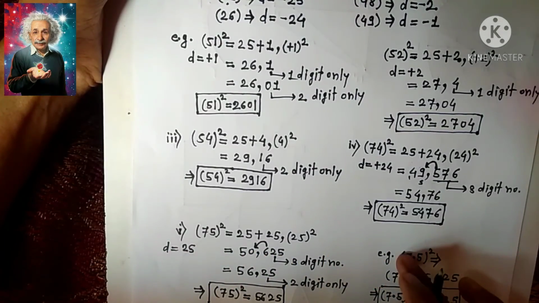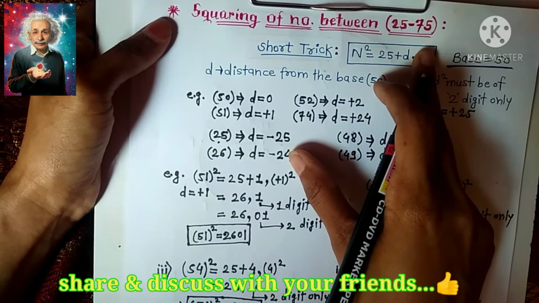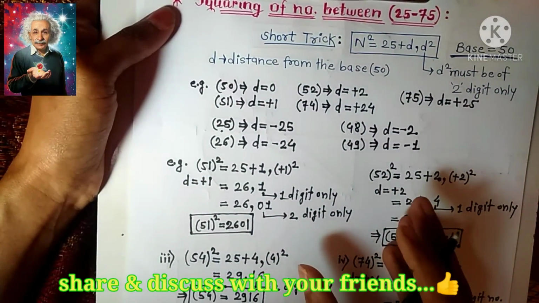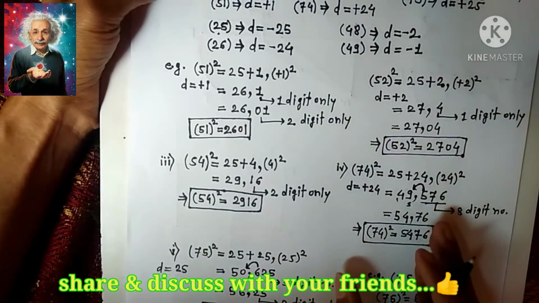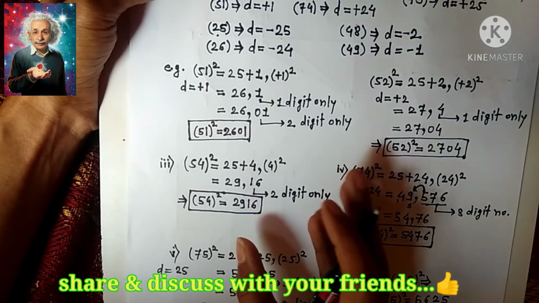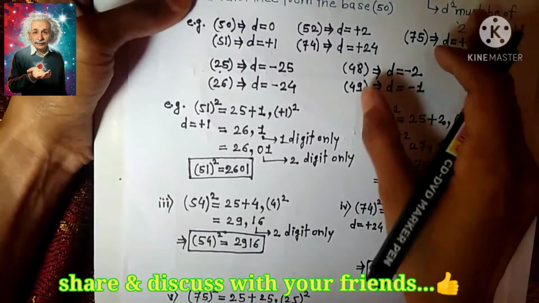But these numbers are in the range of only 25 to 75. By using this trick, you will find the answers easily. And today we have taken the numbers above 50 only. In the next lecture, we will find how to find the square of the numbers below 50.